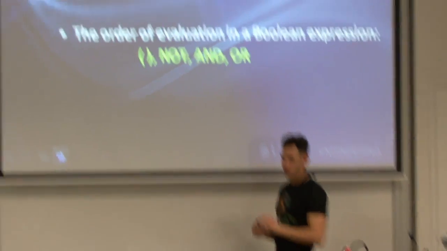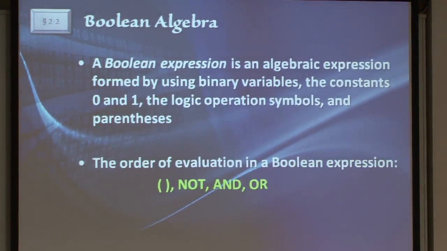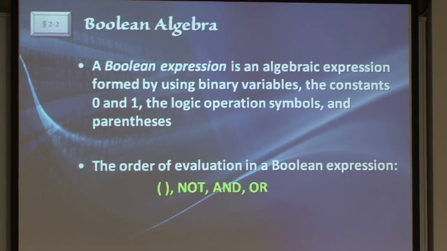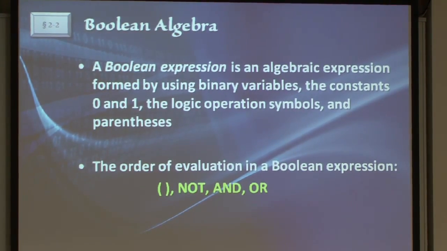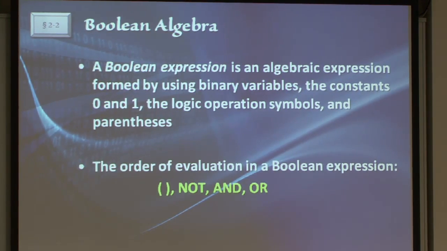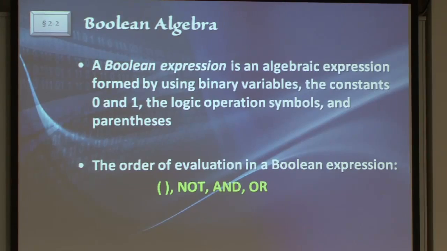So I mentioned Boolean algebra quite a few times. What is a Boolean expression? It's an algebraic expression made of the binary variables, which could be letters or words, the constants 0 and 1, which are perfectly good binary values, the logic operation symbols, which are the plus symbol, the multiplication symbol, and the overbar, standing for AND, OR, NOT, and parentheses to determine the order of execution of the expression.